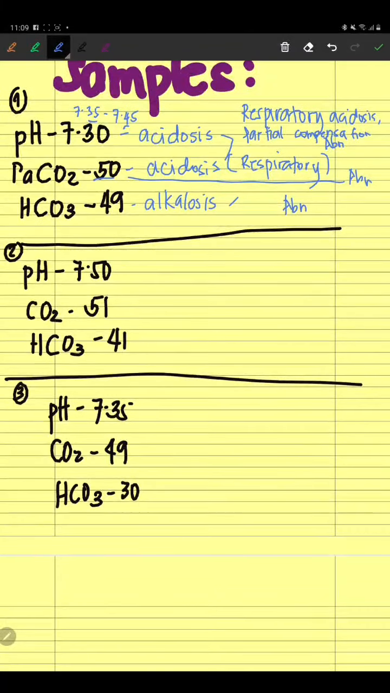Now, let's go to example number 2. So, 7.50, that is also acidosis. Carbon dioxide level is 51. That is also acidosis. And then we also have here your HCO3 is 41. So 22 to 26. Sorry, this is not acidosis. Mali.